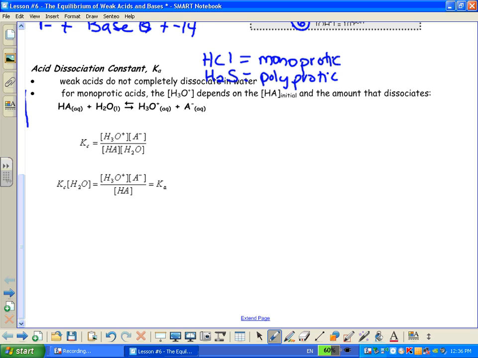Which just means they have the ability to donate more than one hydrogen. Today, though, we're only going to focus on monoprotic acids. So just like we learned in 7.3, we can write out an equation and then substitute it into our K equation where we do products over reactants. So in this case, wherever it says A, it's just interchangeable for an acid.